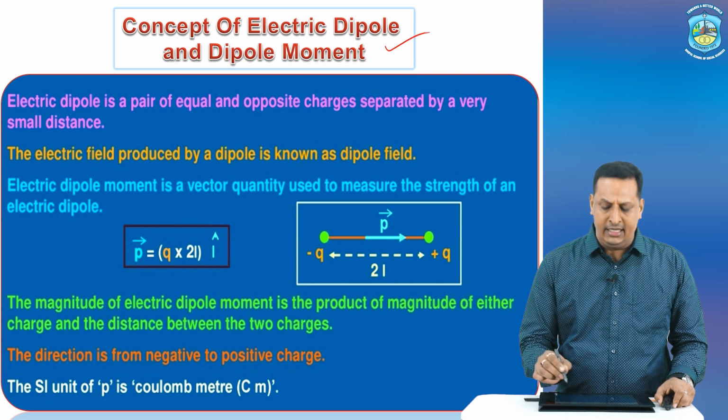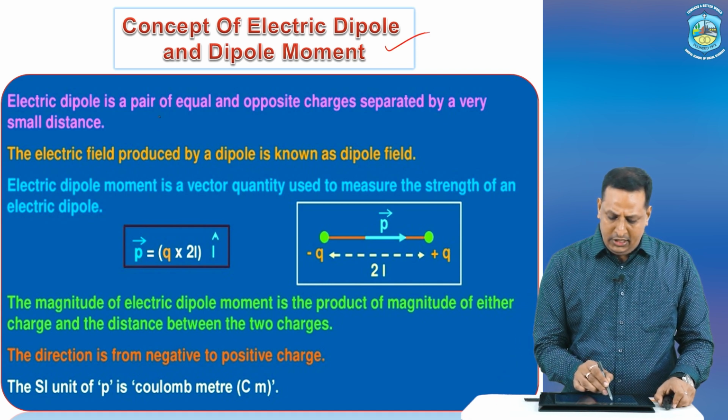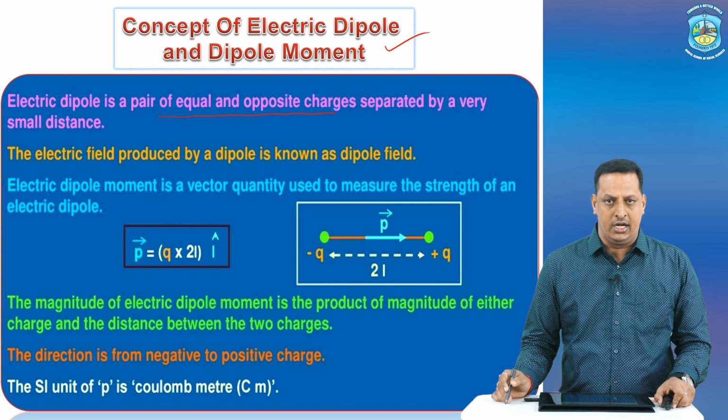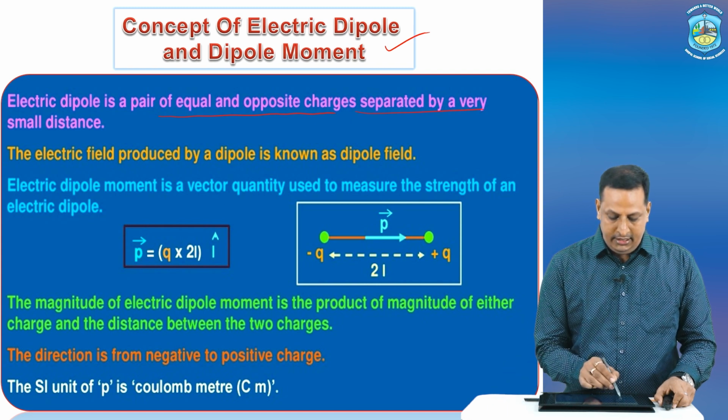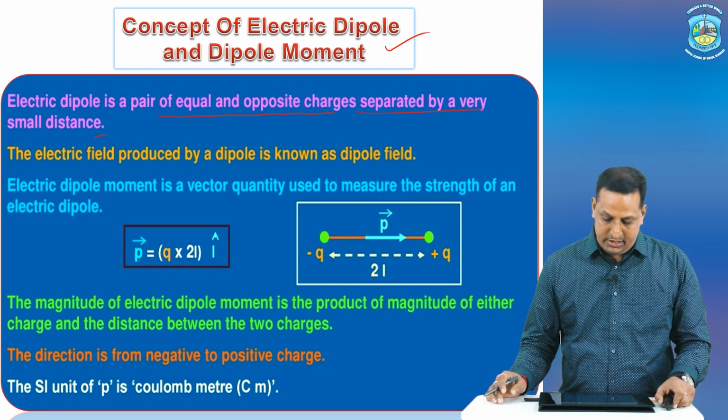Now, from here onward, we will be talking about the strength of the electric field produced by an electric dipole at axial and at equatorial positions. So let us first understand what an electric dipole is. An electric dipole is a combination of two equal and opposite charges separated by a certain distance. That is known as an electric dipole.